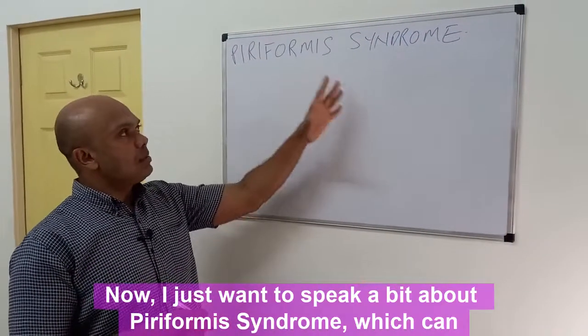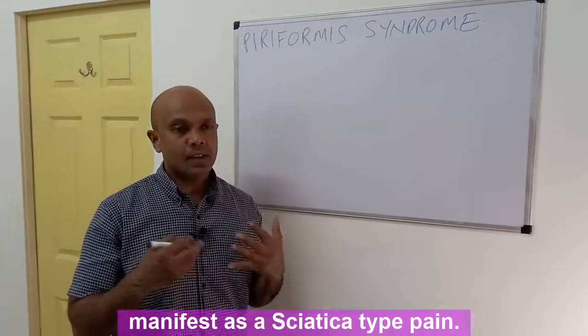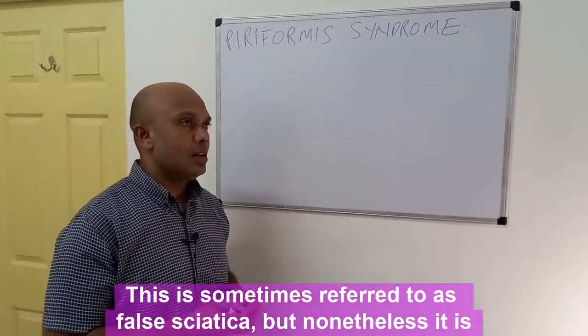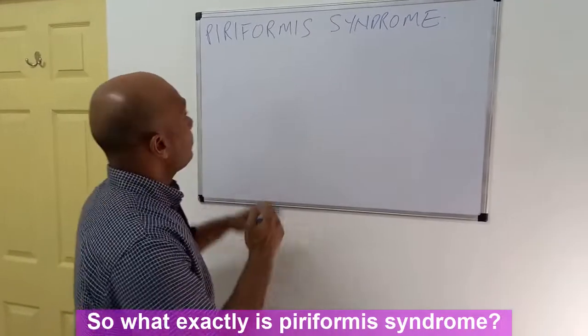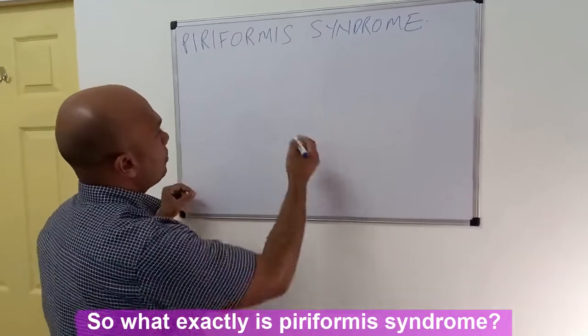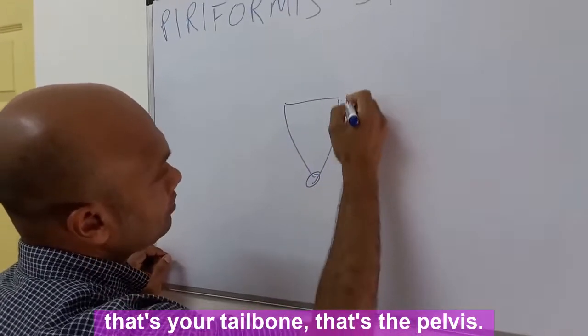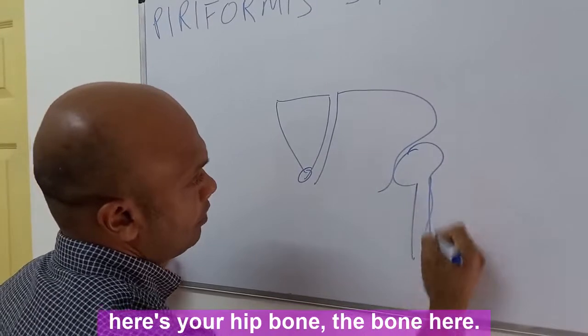Now, I just want to speak a bit about Piriformis Syndrome, which can manifest as a sciatica type pain. This is sometimes referred to as false sciatica, but nonetheless, it is the sciatic nerve that is being affected. So, what exactly is Piriformis Syndrome? So let's come back again. Let's say this is the sacrum here. That's your tailbone. There's the pelvis. There's your hip bone here.